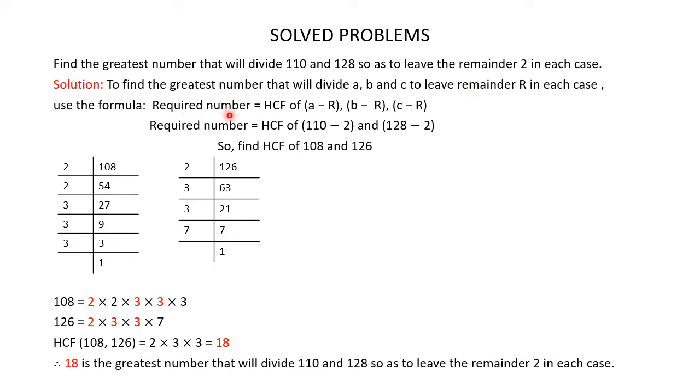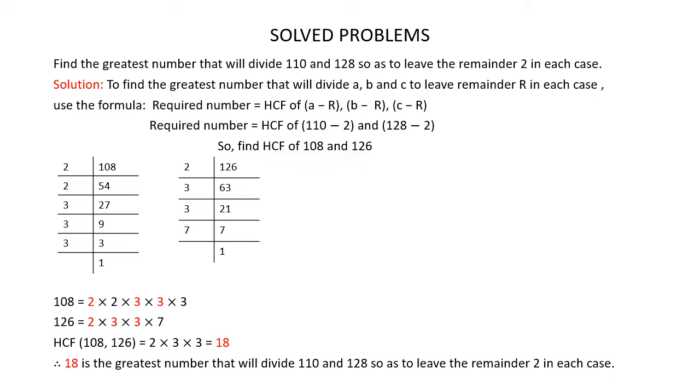Required number is equal to HCF of A minus R, B minus R and C minus R. You can use this formula in problems where the remainders are the same and the value of the remainder is given, as seen in the present problem. So now to find the required number in this present problem, you have to find the HCF of 110 minus 2 and 128 minus 2. 110 minus 2 is 108. 128 minus 2 is 126. So now you have to find the HCF of 108 and 126.